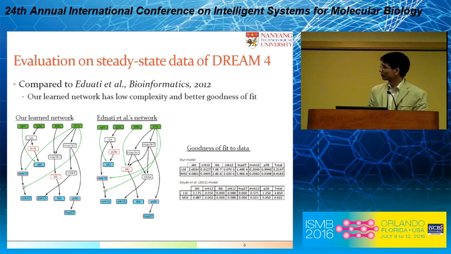So we apply these methods to real data, that is the DREAM 4 challenge. And then we compare with another hybrid modeling method, Iduati, which is a top performer in this competition. We have a less complex model, so we have fewer edges, but we have a better goodness of fit. And this is mainly because we take carefully into account the prior knowledge. We have more information from prior knowledge.